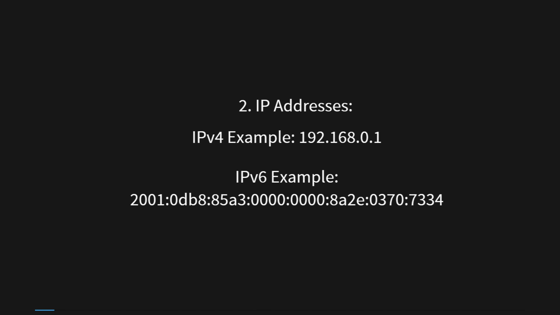IPv6 addresses are represented in hexadecimal format, separated by colons, such as 2001:0db8:85a3:0000:0000:8a2e:0370:7334. As the migration to IPv6 continues, it ensures the continued growth and scalability of the Internet by accommodating an exponentially larger number of devices, overcoming the limitations faced by IPv4.